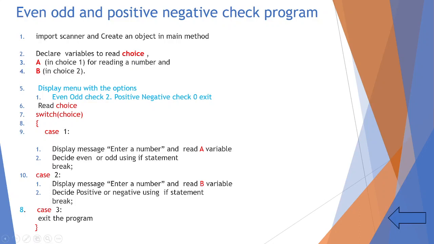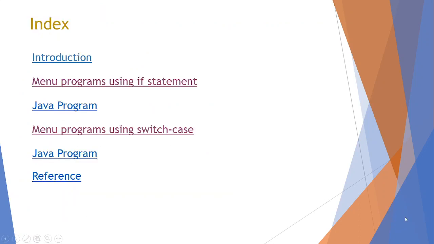Now, display the menu: even odd check, positive negative check, 0 exit, read a choice, switch choice. Case 1, display a message, enter a number and read variable A, decide even or odd using an if statement, then break. Case 2, display a message, enter a number and read B variable, decide positive or negative using an if statement, break. Case 3, exit the program. Let's see in BlueJ.